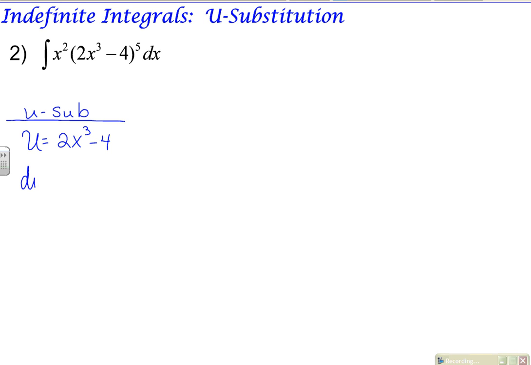Take the derivative of both sides. So du is equal to 6x plus 0 dx. So it's 6x dx. So this is my u right here, isn't it? I've got that. Let's rearrange these terms. So here's my u, 2x cubed minus 4 raised to the 5th. And that would leave x squared dx together.